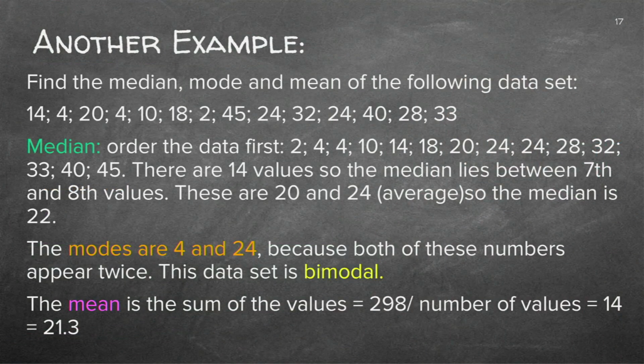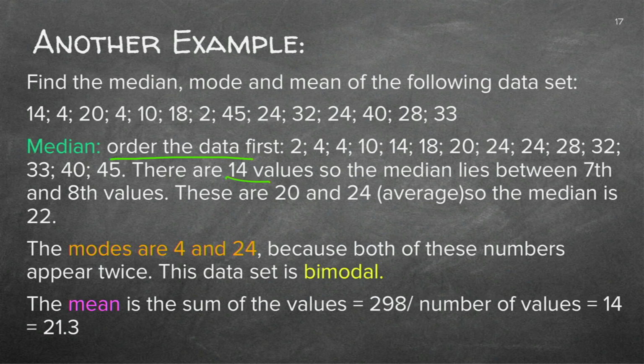Find the median, mode, and mean of the following data set. For the median, first we have to order the data. Remember, this is very important. That set of data is very raw and it's not been ordered. So we order the data and then we count them. There are 14 values. I'm not going to waste your time, you can do that.